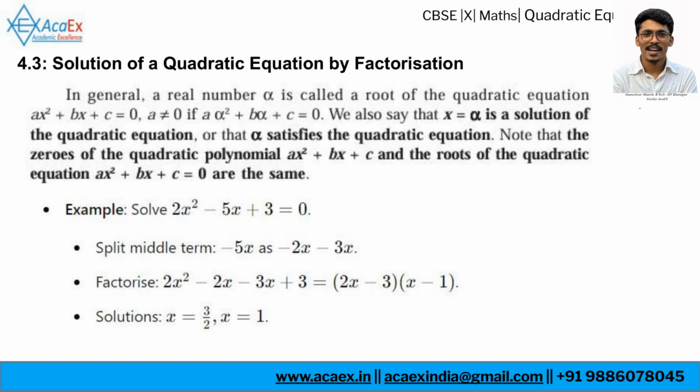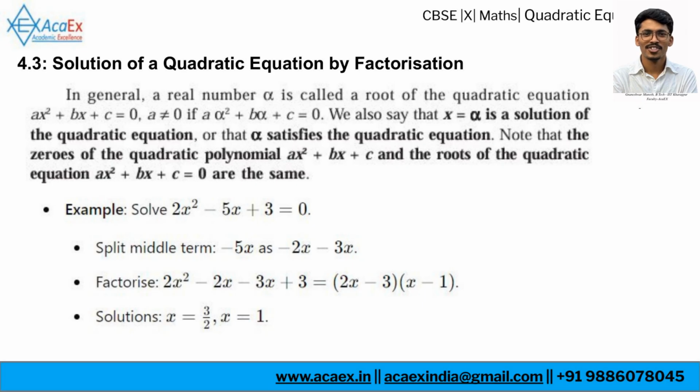Solution by factorization. A real number alpha is called a root of the quadratic equation ax squared plus bx plus c equals 0 if a times alpha squared plus b times alpha plus c equals 0. The roots of the quadratic equation are the same as the zeros of the corresponding quadratic polynomial.